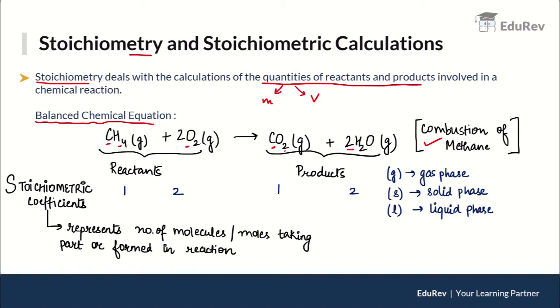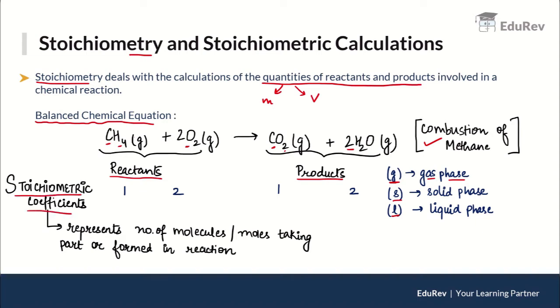Whatever is written on the left hand side of an equation is called the reactants, and on the right hand side of the equation we get the products. Okay. And whatever is written in these brackets represents the phase of the particular reactant. Here it is mentioned as a bracket small g, which represents gas phase. Similarly, solids and liquids are represented by small s and small l respectively. So the coefficients of these reactants and products represent the stoichiometric coefficients.